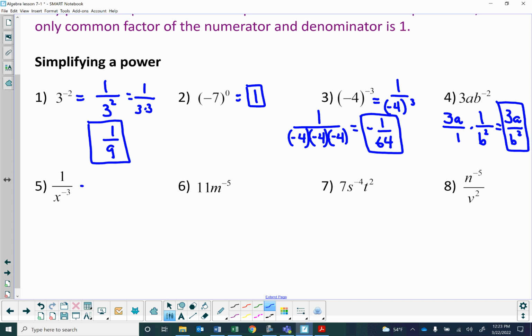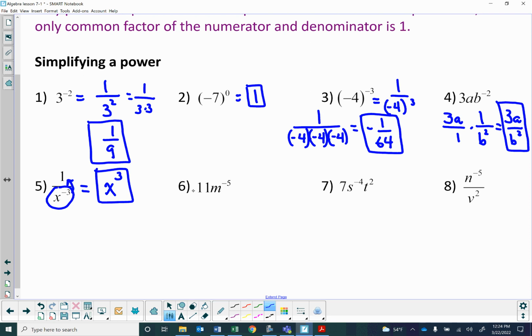So number 5 here says 1 over x to the -3rd. Well, x to the -3rd is taken to a negative exponent. To make this positive, we need to move this up here to the numerator. So this just becomes x to the 3rd, because anything times 1 is itself.